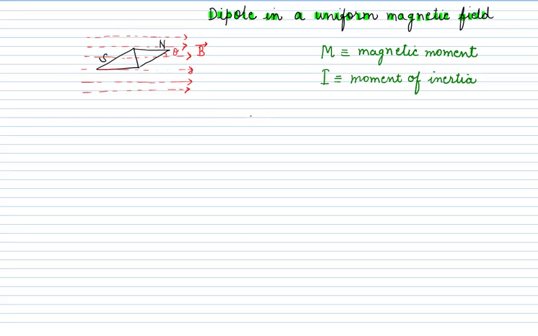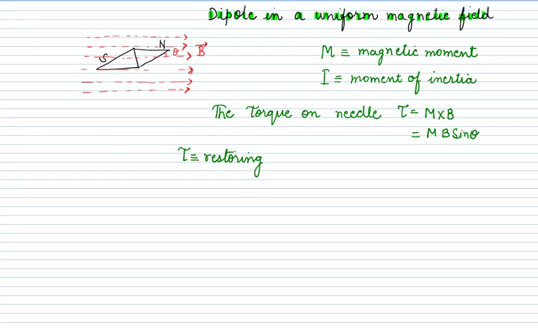So if it is oscillating, that means there is a torque which is acting. So write down the torque which is acting on this compass needle. Tau will be m cross b, because m is the magnetic moment and b is the magnetic field. Since this is a cross product, we can write it as mb sine theta. Now here the torque tau is a restoring torque, which will try to bring this magnetic compass needle into its original position. So we call it a restoring torque. And theta, because of the sine theta, is the angle between the magnetic moment and the magnetic field.